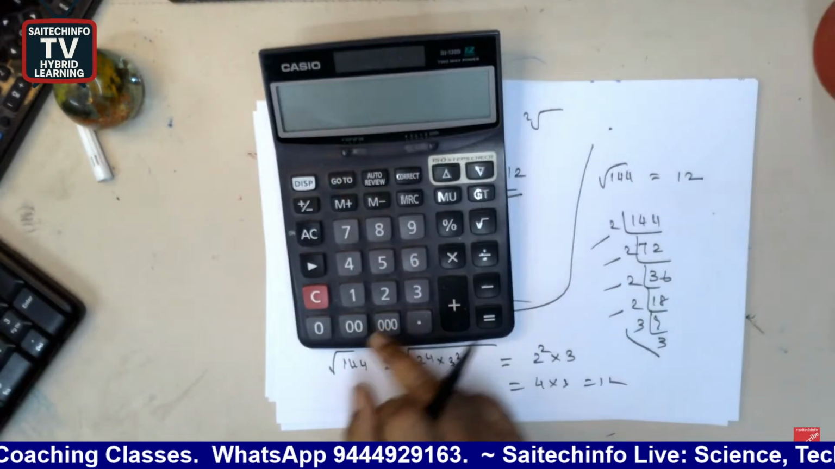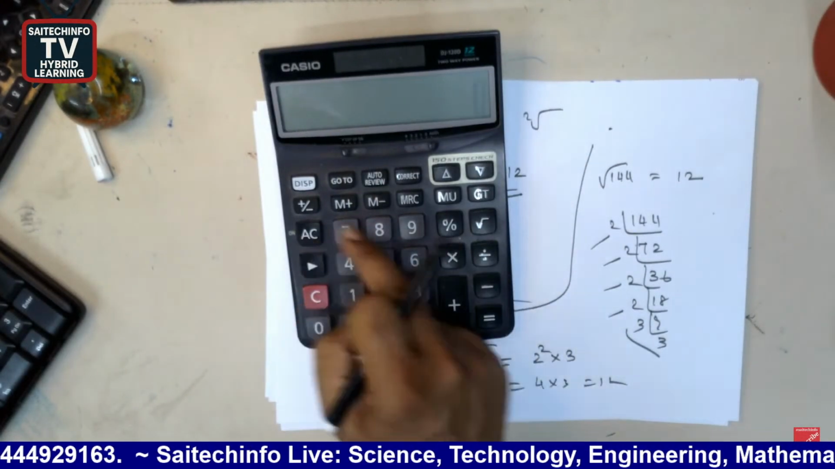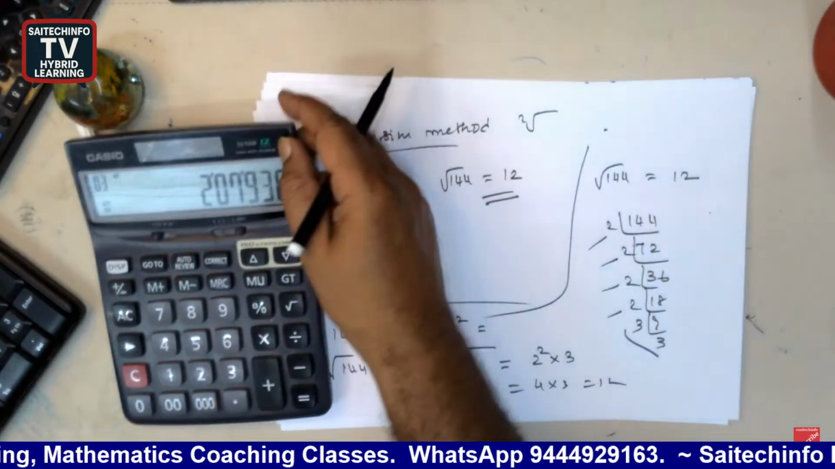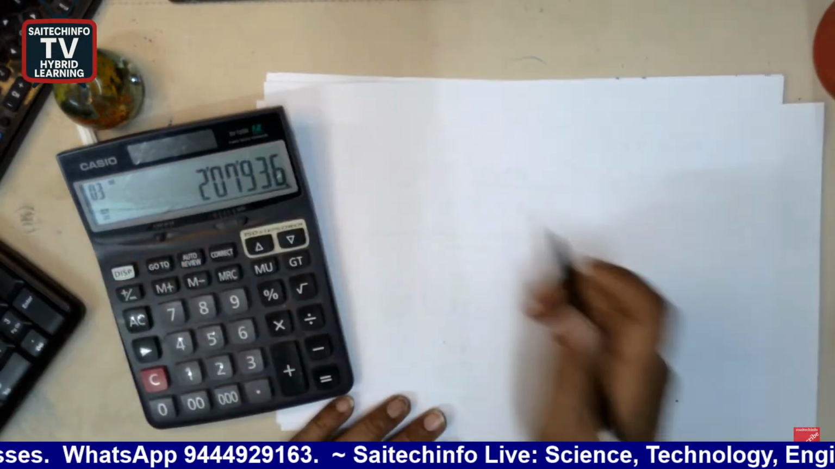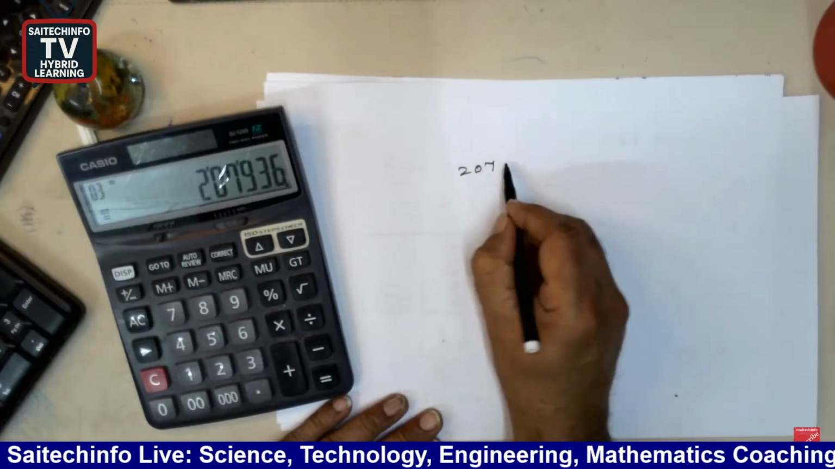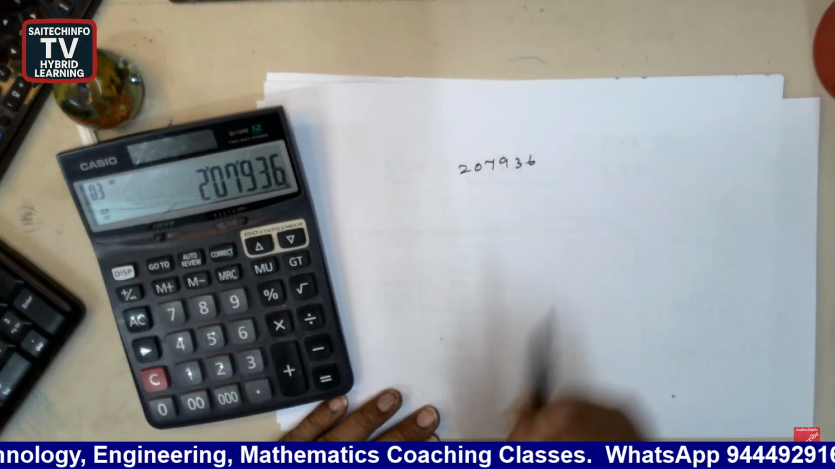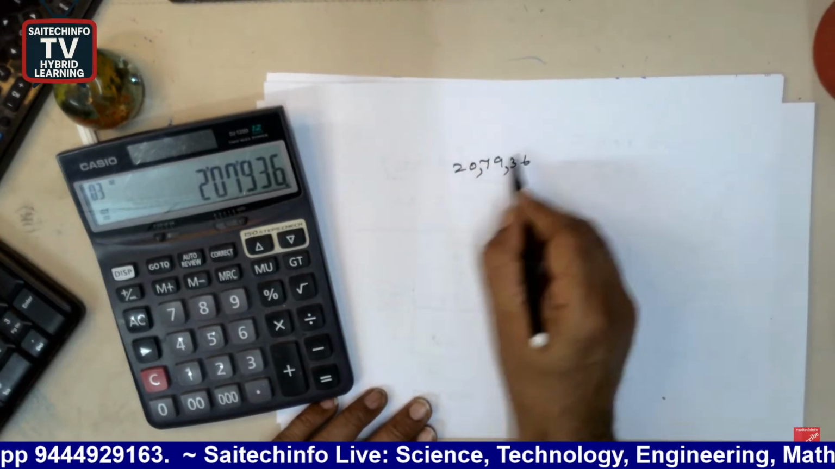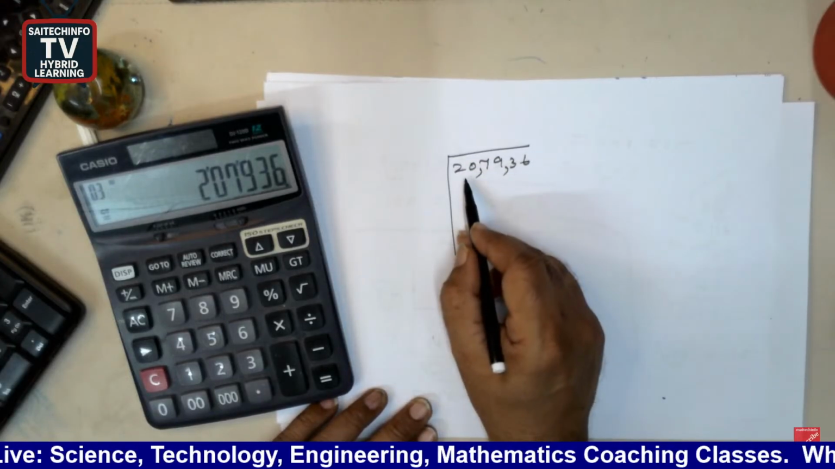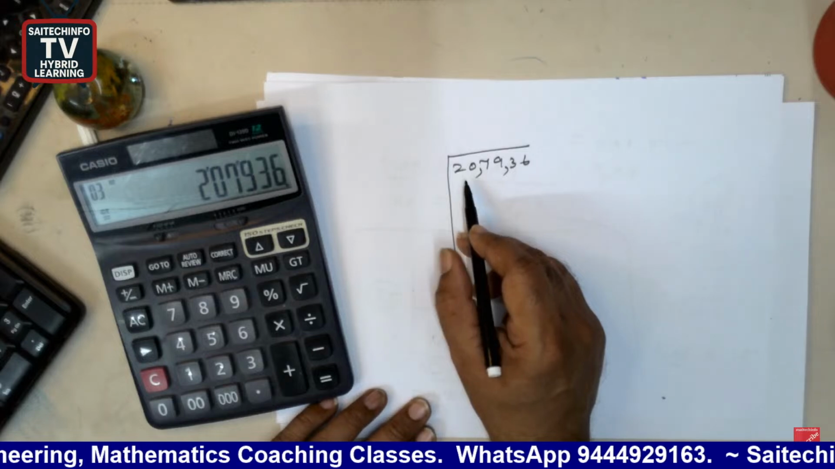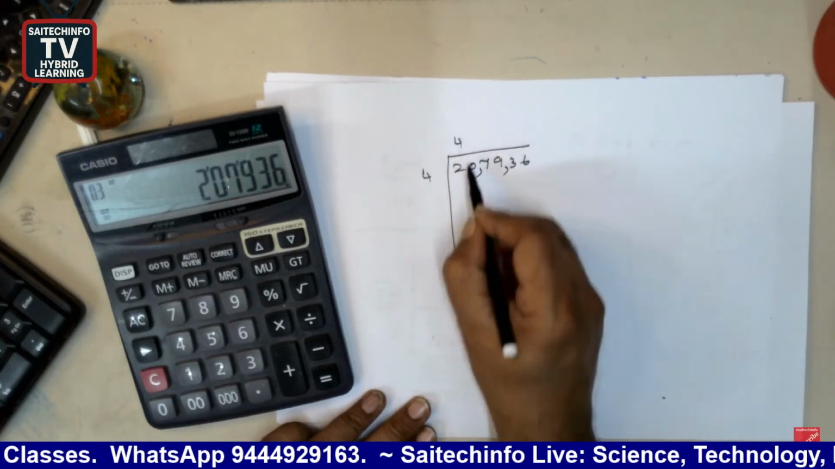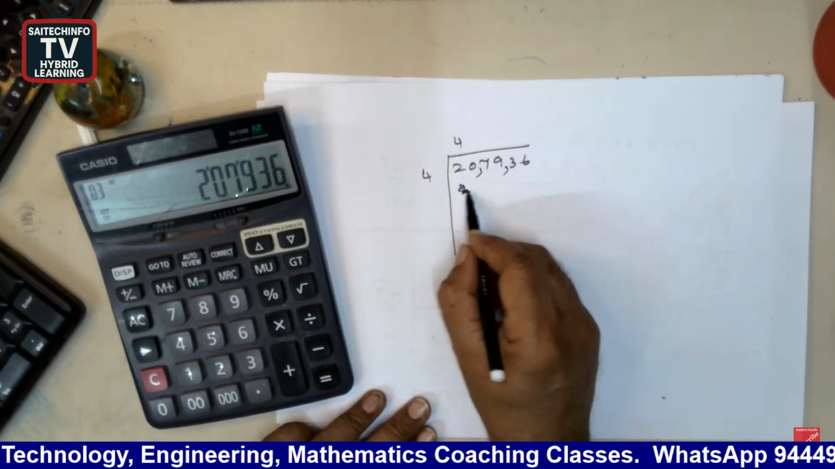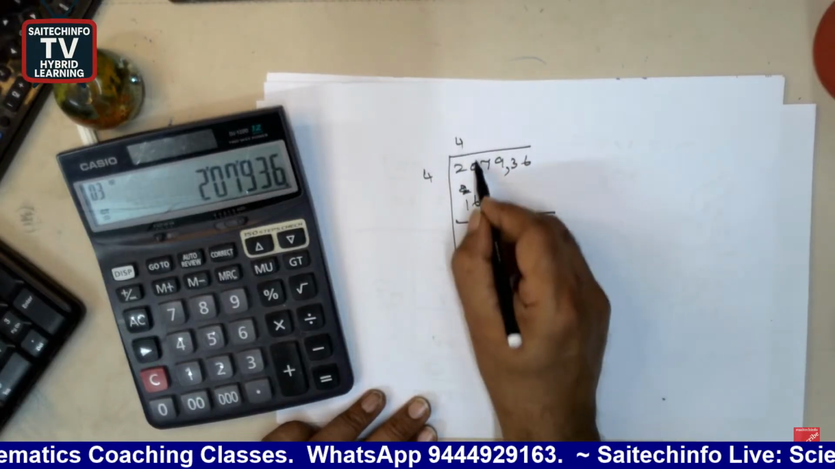Let me take, for example, 207936, the square of 456. Let us attempt this. 36, 2 digits, so 20. So take this. Now within 20, what can be the possible square value? 4. So 4 4s are 16. If you put 5, it becomes 25. That exceeds 20. So you can put 4, and then 4 4s are 16.